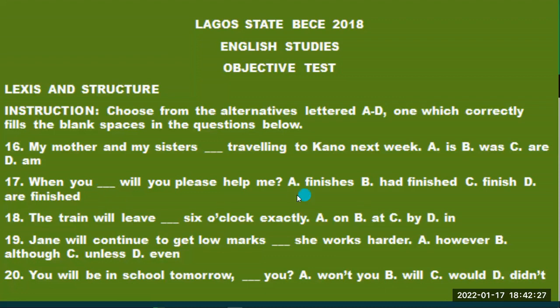Now let's look at the options. Option A, finishes. This is incorrect. You cannot say when you finishes. B, had finished, is also incorrect because it cannot go with will you please. All right? When you finish, will you please help me? Of course, the correct option is C, which is finished. All right? Option D, when you are finished, has a different meaning and cannot fit in here. Question number 18.